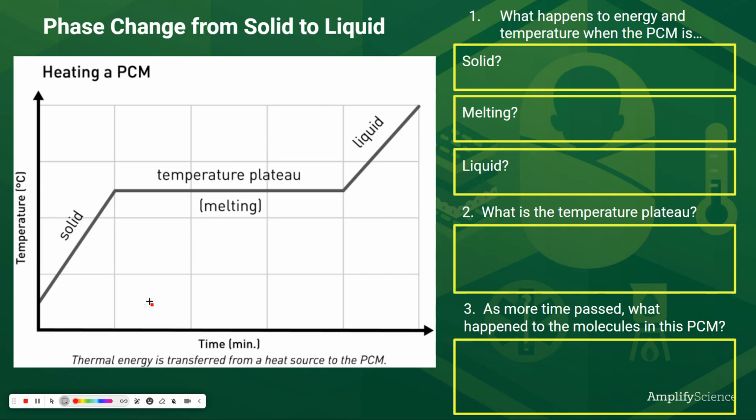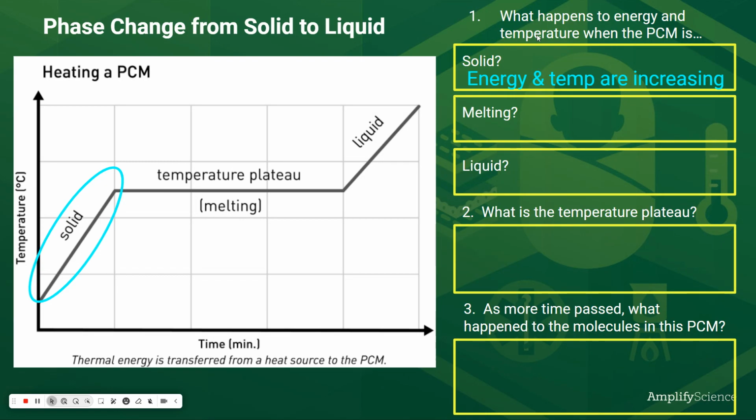Okay, so I'm going to look at where it's a solid, and I could see that the line is going up, right? There's definitely something like a positive trend here. So we know that if that line is continuing to go up, here where there's a solid, the energy and the temperature are both increasing.